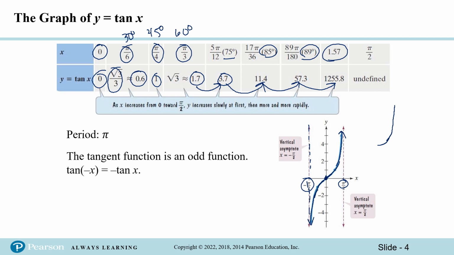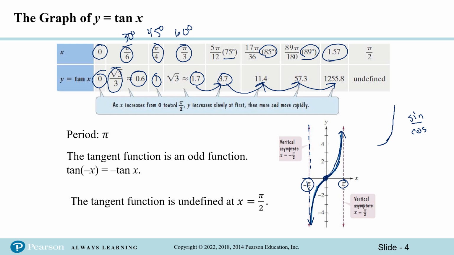Because remember, tangent is the sine over the cosine, and the cosine is 0 at pi over 2 and negative pi over 2. So that would make the tangent undefined. Okay. It is an odd function, so it is symmetric with respect to the origin. So if we go up like this, then it's going to have the same sort of shape going down. And it's undefined at pi over 2.